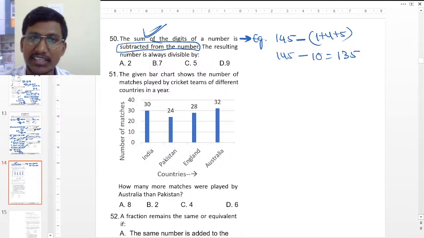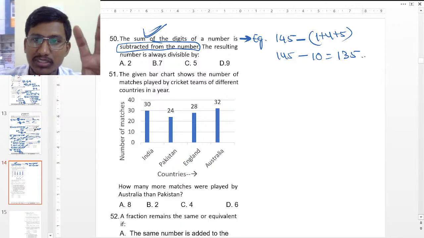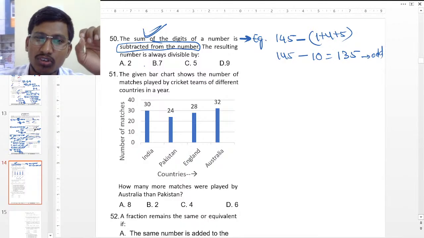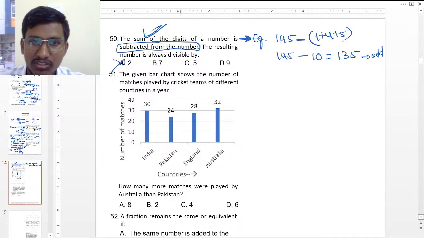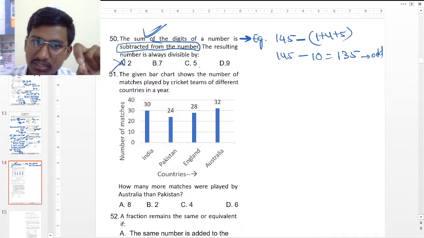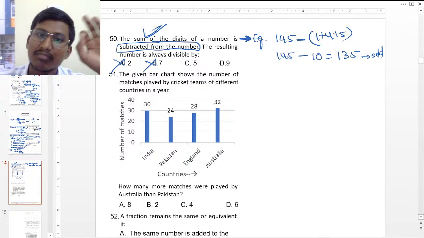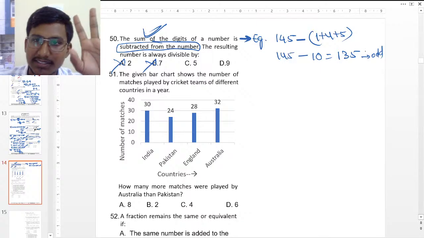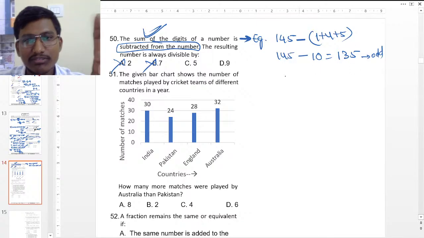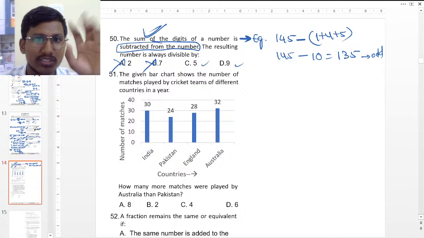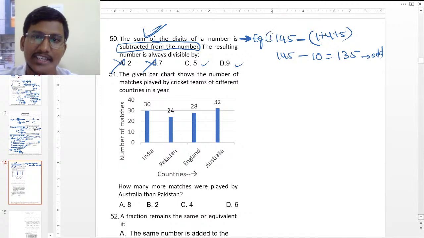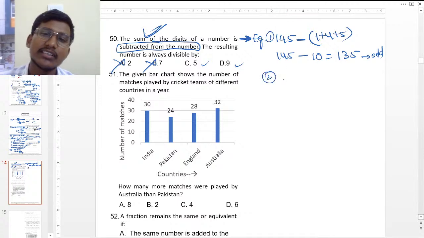So 135, it is an odd number. So it is not divisible by 2. Option A is gone. Is it divisible by 7? Not possible. Is it divisible by 5? Yes, it is divisible by 5. But is it divisible by 9? Yes, it is also divisible by 9. Both are possible now.